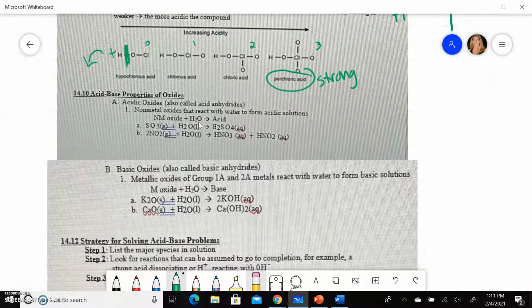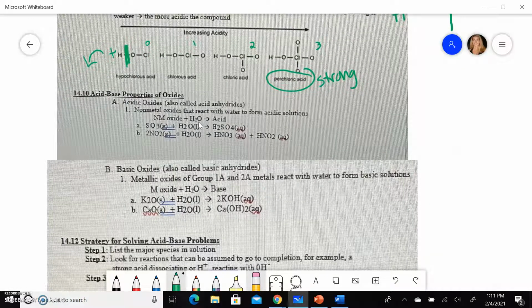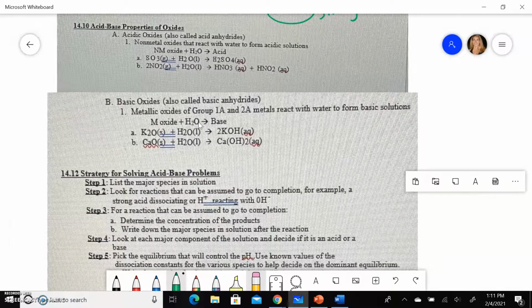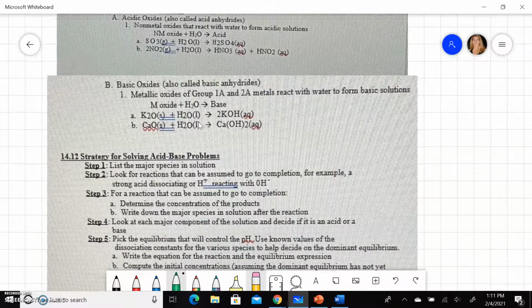There's a few other reactions down here. You can see that if you have a nonmetal oxide, so some nonmetal bonded to oxygen, and you mix it with water, it's going to create an acid. If you have a metallic oxide, so a metal bonded to oxygen, then when it reacts with water, it always creates a hydroxide compound. So those are just some common reactions that you should be familiar with.